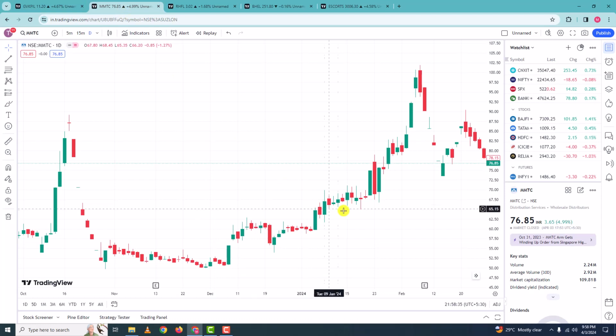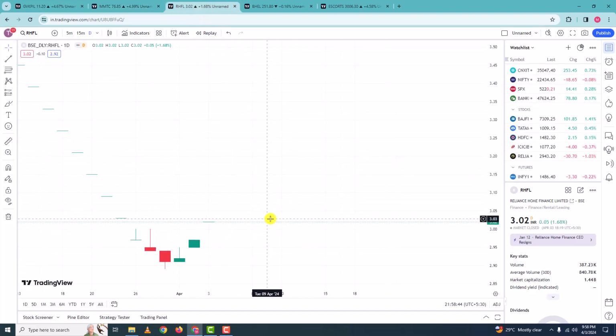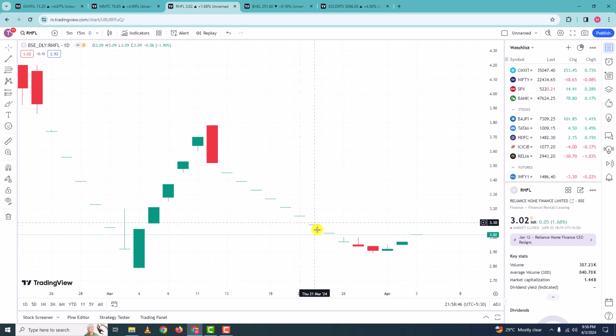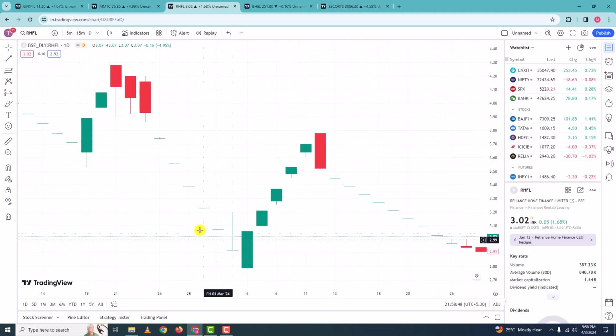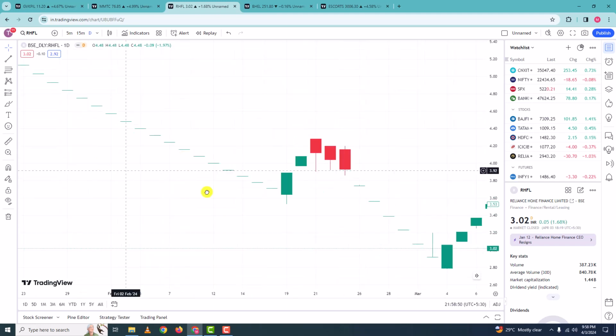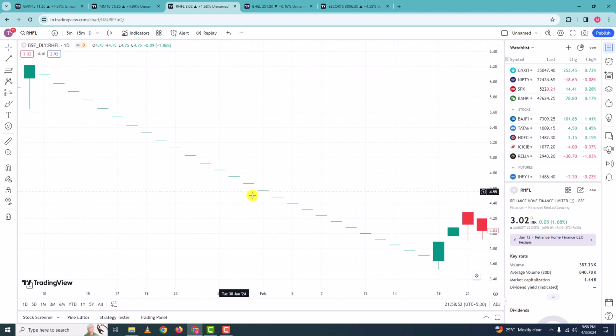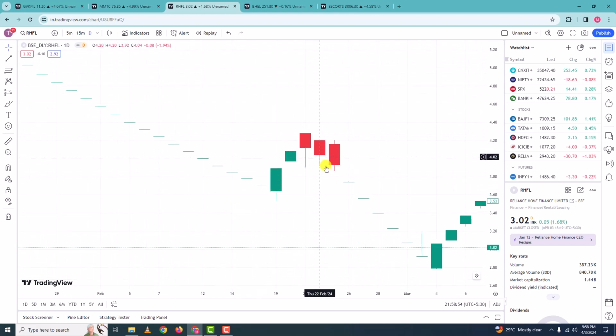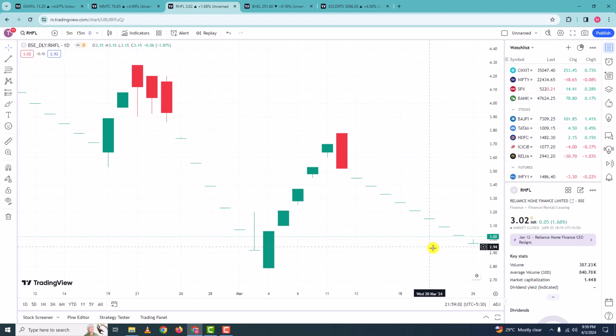Here is one more example. You can see horizontal lines here, and here. Let me zoom in, you can see lines here. You can see multiple horizontal lines here. This is good, these are valid candlesticks. These are not good, and so you must avoid such stocks.